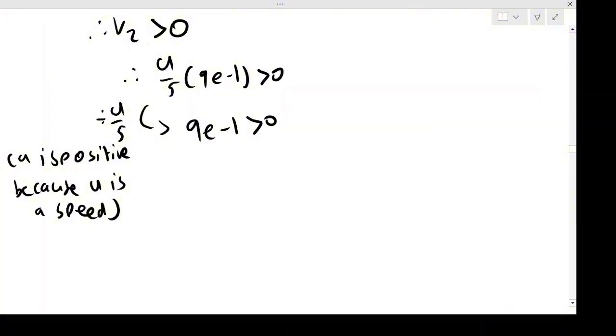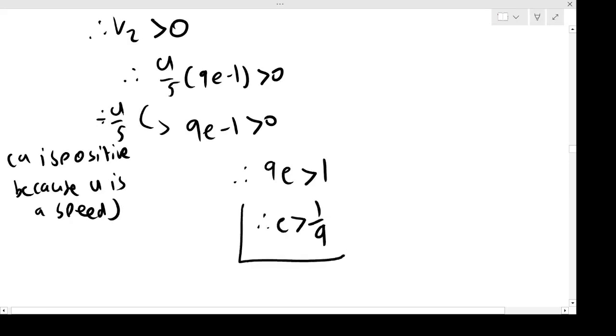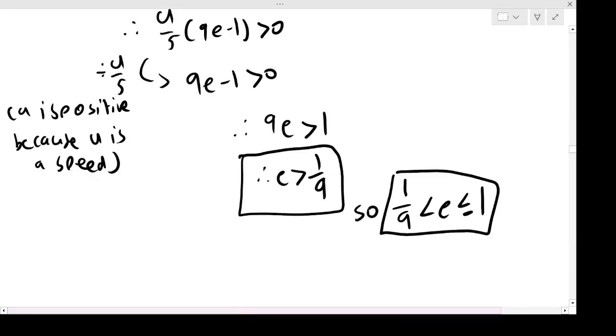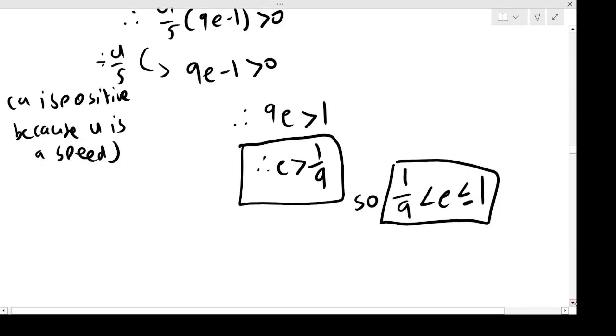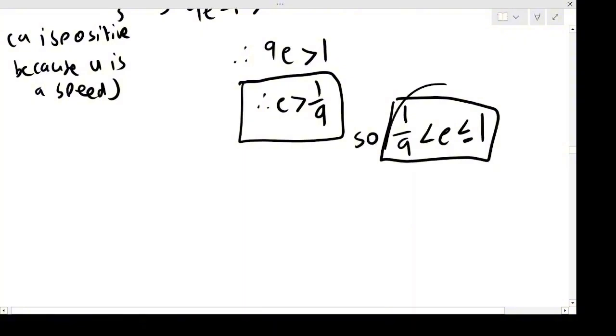Okay, so we can simplify this sort of inequality to just get this. Then, hopefully you can see we're going to get an inequality for E. So 9e is greater than 1. Therefore, E is greater than a ninth. Okay. And so there we are. So we can then say that E has to be between a ninth and 1. Okay. So there we are. But it might also be wise to consider V1 because we might be able to tighten this inequality even further.